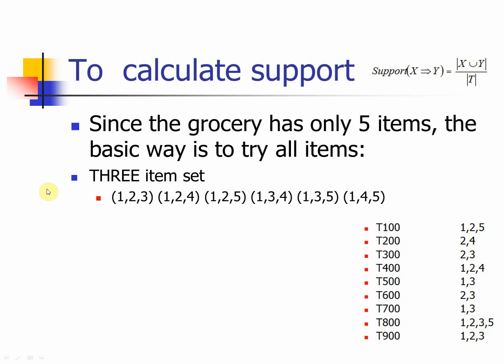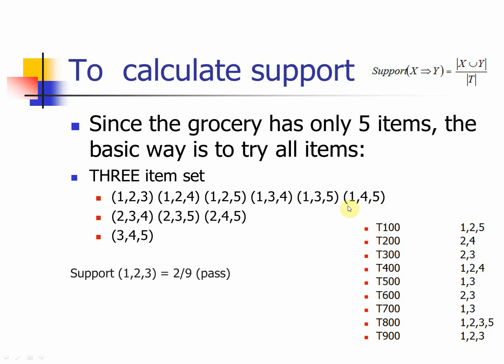In this case, we need to list out all possible 3-item sets starting from item 1: 1, 2, 3; 1, 2, 4; 1, 2, 5; 1, 3, 4; 1, 3, 5; and 1, 4, 5. So all of these are 3-item sets starting with item 1. We will need to do that for item 2, 3, etc. And of course, every time we do that for a 3-item set, we need to scan the database to see how many times they have occurred together. So 1, 2, 3 has occurred 2 times over here, so it passes the minimum support check.